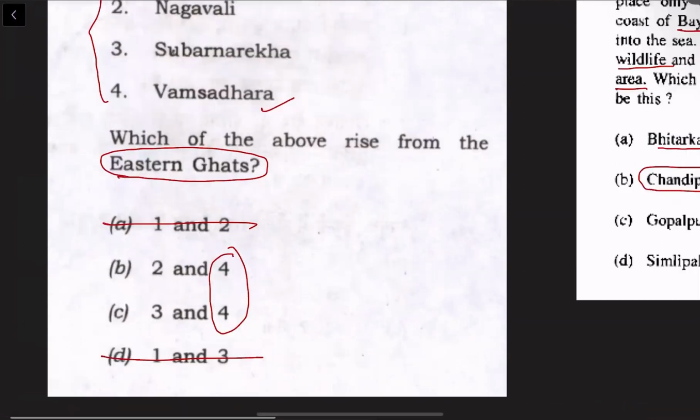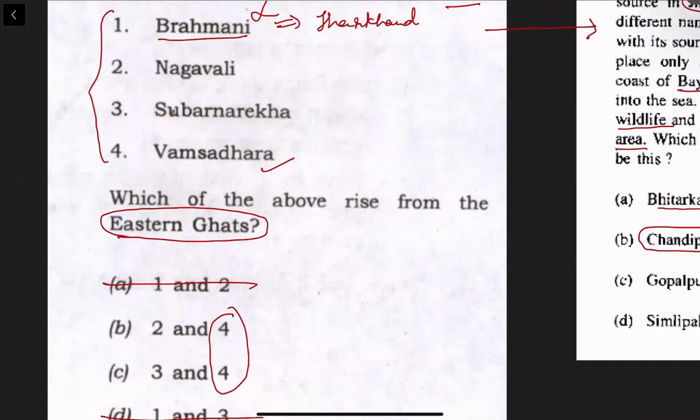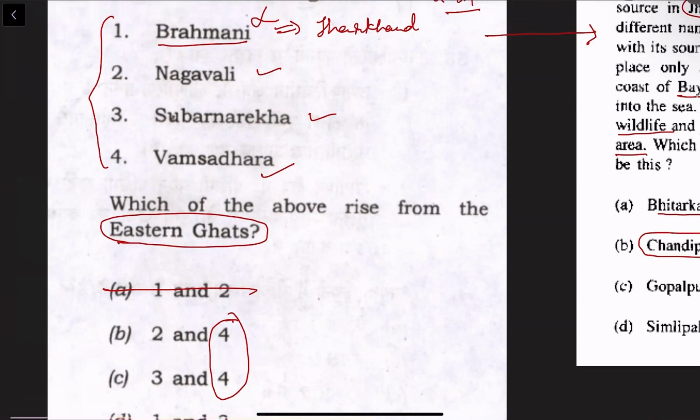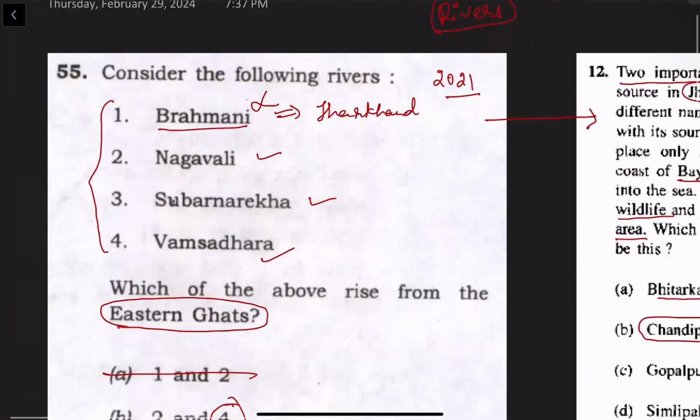And now our answer reduces to 50-50, and we have to have the knowledge of Nagavali and Subarnarekha. This is how, to some extent, the PYQs answer our ambiguities, or give some kind of hints which help us arrive nearest to the right answer.